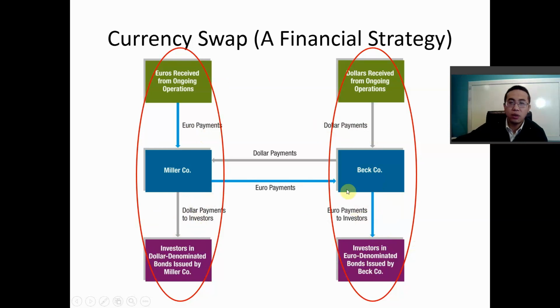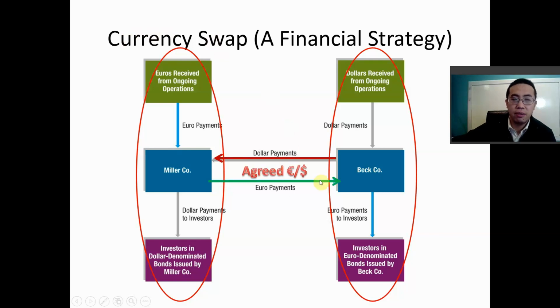So it is true that if the euro goes up, one is happy, one is sad. If the euro goes down, the other is happy, and the opposite is sad. But they both hate risk. They both hate uncertainty because none of them can control the future exchange rate. So here comes the currency swap.